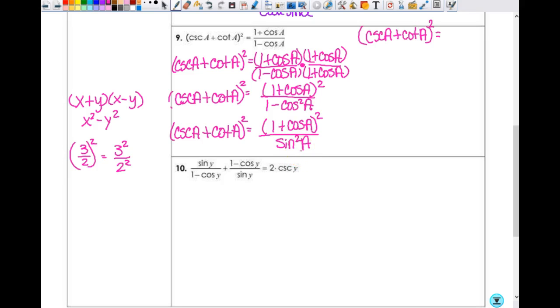So what I'm going to make this into is big old parentheses squared. This is the squared part of the numerator, 1 plus cosine A. And then the denominator would just be sine A. Because it's still squared, it's just kind of squared in a different format. Everybody okay with that step there? Okay.